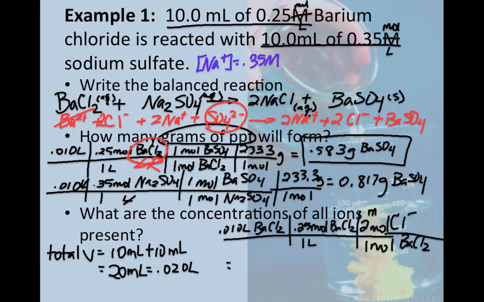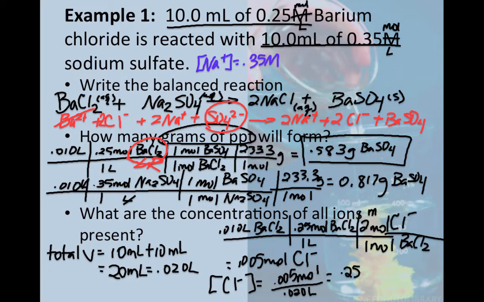All right, time to apply the calculator to this one. So I have 0.005 moles of chloride ions. Now let's do the concentration of chloride ions. So I have to do moles per liter. I have 20 milliliters total. Oh, I'm sorry, yeah, 20 milliliters is 0.020 liters. Hey, it's 0.25 molar. How about that?